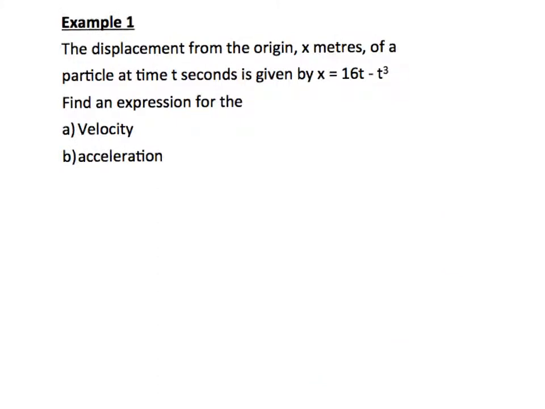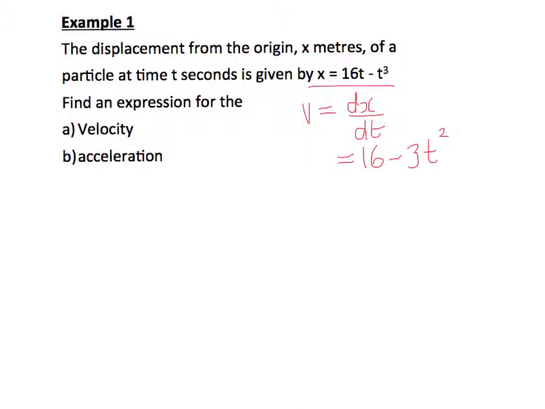Okay, let's have a look at an example question. The displacement from the origin x meters of a particle at time t seconds is given by that. Find an expression for A, the velocity, and B, the acceleration. So remember, the velocity is the rate of change of displacement with respect to time, dx/dt. So let's just differentiate this. The derivative is going to be 16 minus 3t squared.